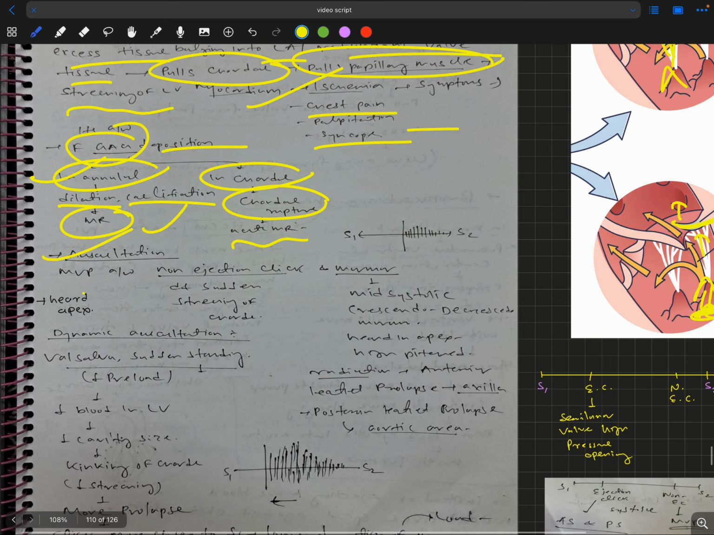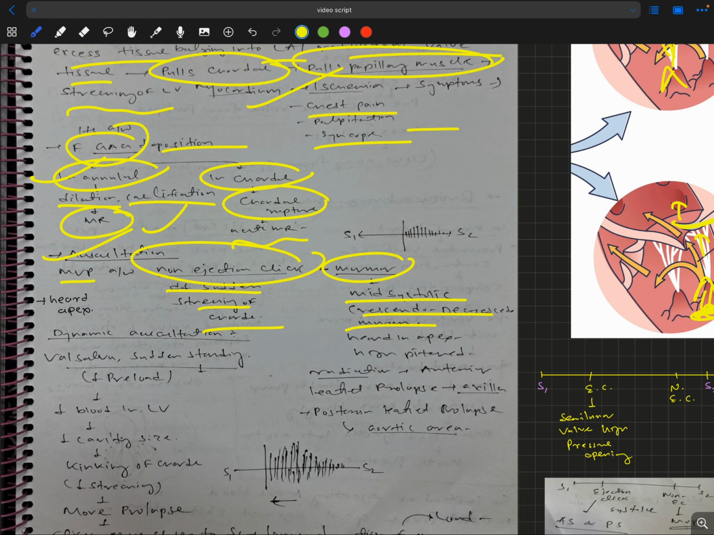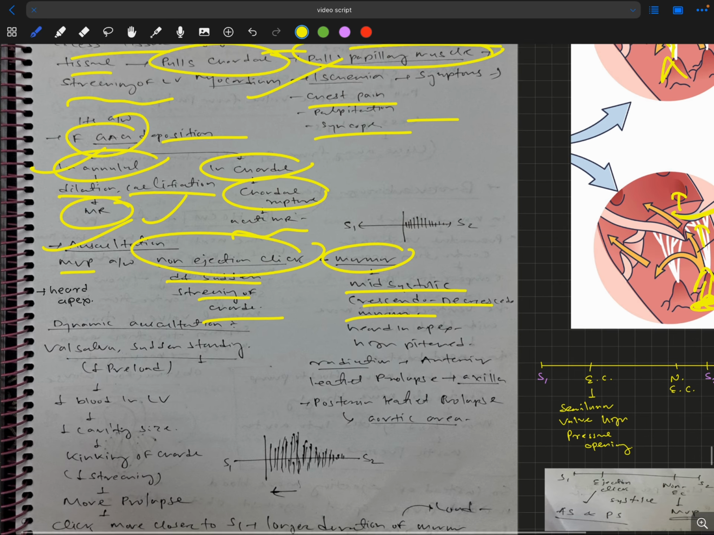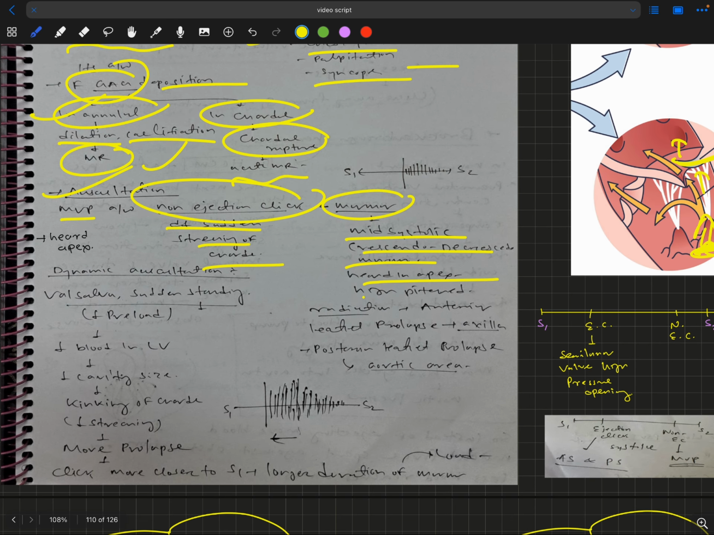On auscultation in mitral valve prolapse, we hear a non-ejection click due to sudden stretching of the cords and a murmur which is a mid-systolic crescendo-decrescendo murmur. It is best heard at the apex and is high-pitched. If there is prolapse of the anterior mitral leaflet, then it radiates to the axilla. If there is posterior mitral leaflet prolapse, then it radiates to the aortic area.